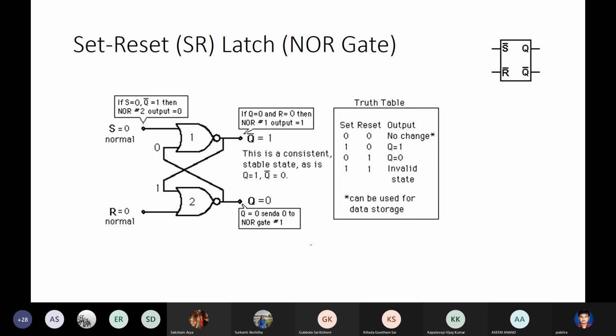1, 1: you cannot set both S and R to 1, 1. It will lead to ambiguity. It's called an invalid state. We'll soon see why it leads to ambiguous output. So you should not use the inputs S is 1 and R is 1. The other three inputs have the following truth table. Rather, I should not call it a truth table. It's rather called a state table, because it tells you what the next state will be depending on the value of S and R and the current state Q.